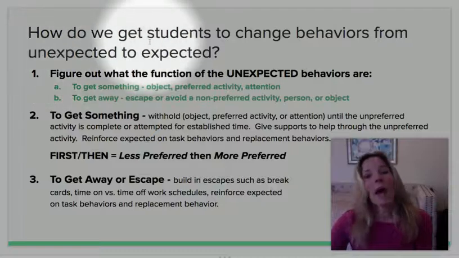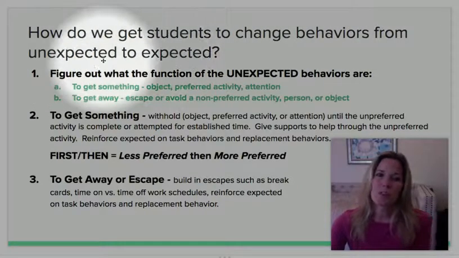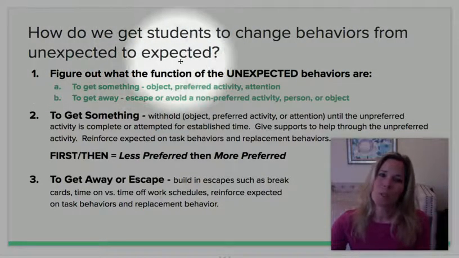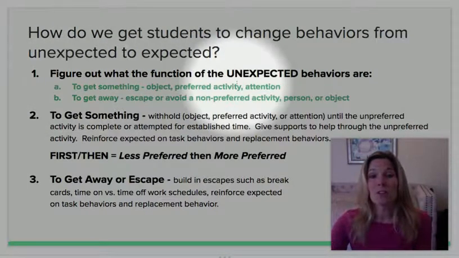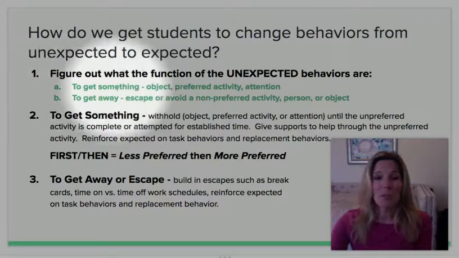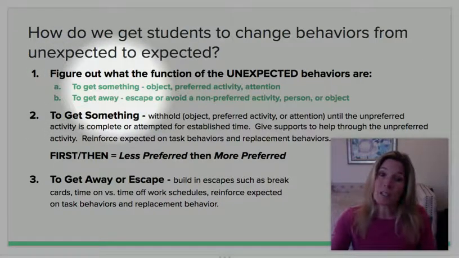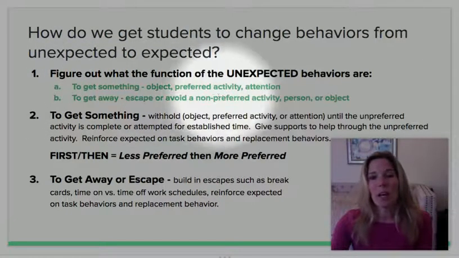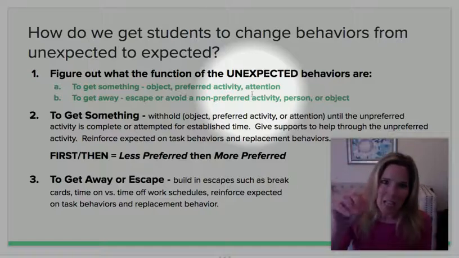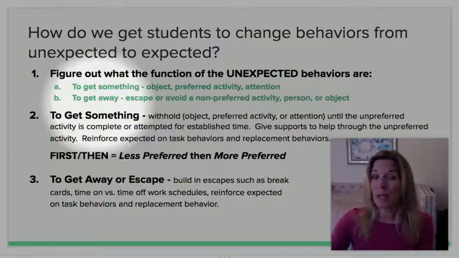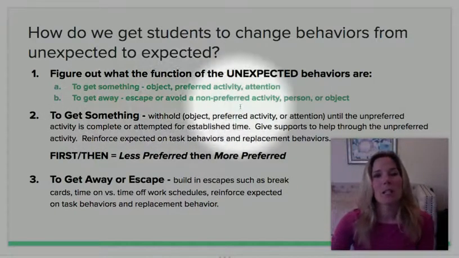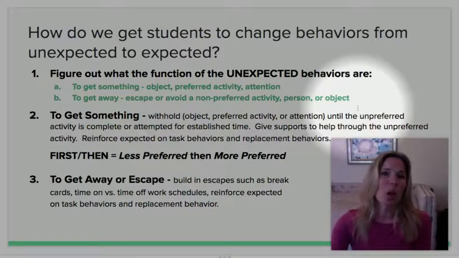All right, so how do we get students to change behaviors from unexpected to expected behaviors? Well, the first thing is that you do need to figure out the function of the unexpected behaviors. Are they trying to get something, which is an object, preferred activity, or attention? So that's that access piece. I'm trying to get to something. Or am I trying to get away? Am I escaping or avoiding a non-preferred activity, person, or object?